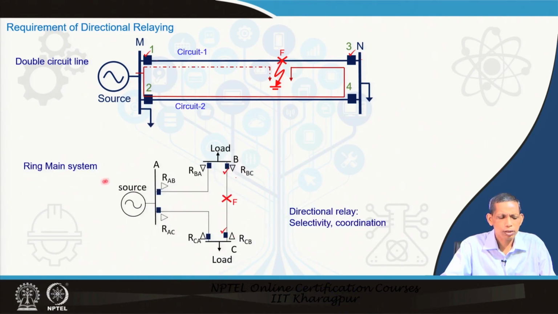Now, come to the ring main system, which we have already discussed in overcurrent coordination. The same system we have considered. So, we see here that there are different breakers. Now, let us consider a fault in this line B to C.